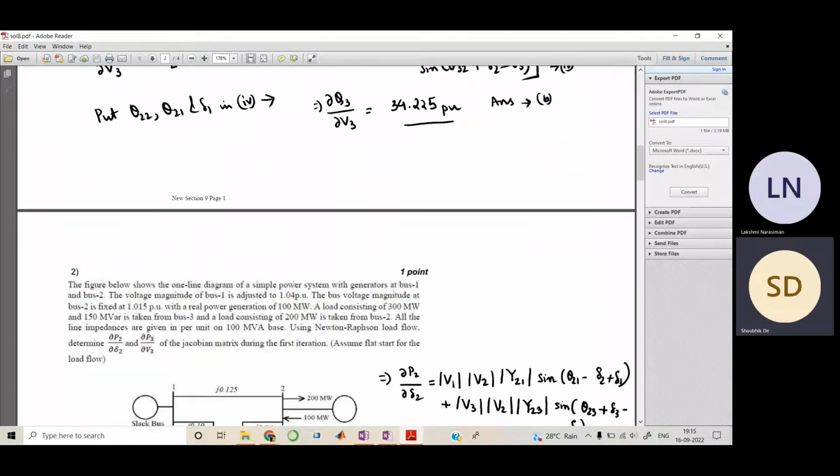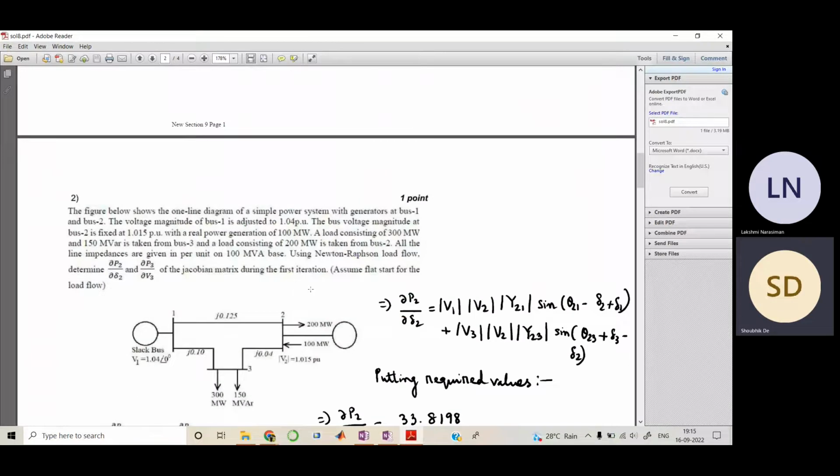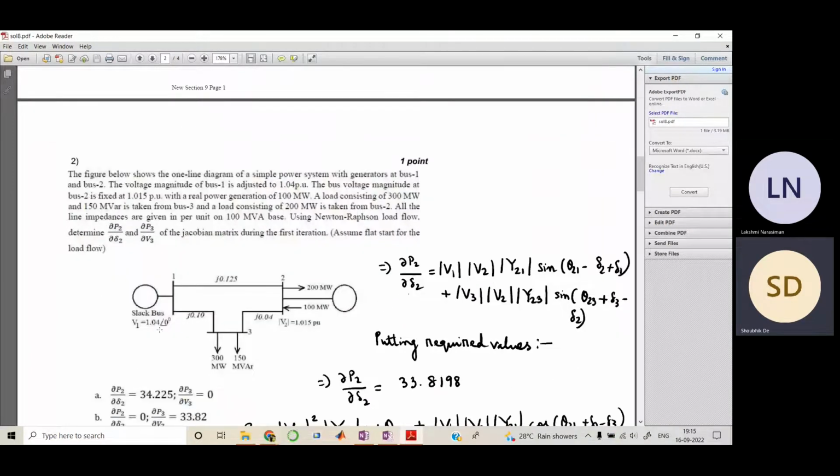Now let us go to problem number 2. So same problem again, same diagram as you see. Here they are asking, using the Newton-Raphson method, determine del P2 by del delta 2 and del P3 by del V3 of the Jacobian matrix during the first iteration, right?